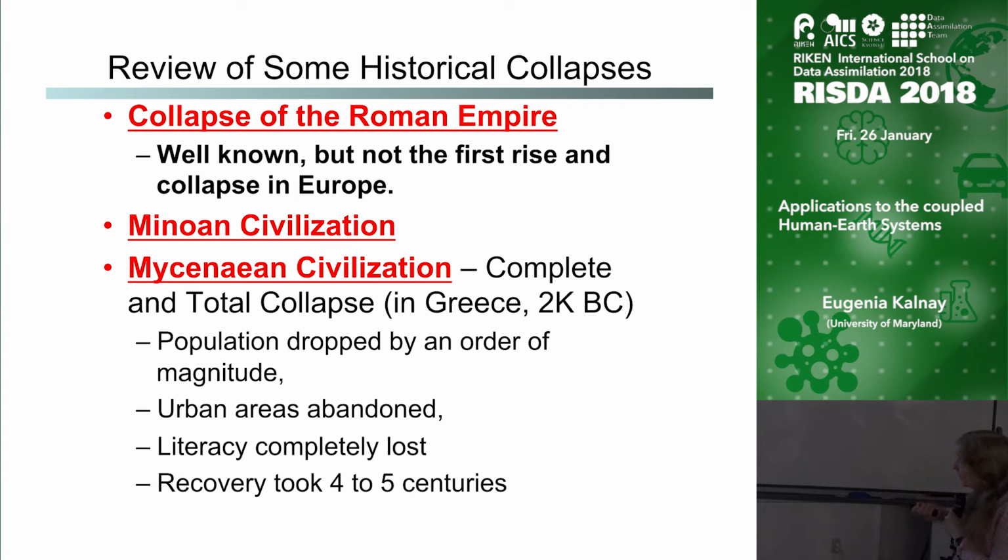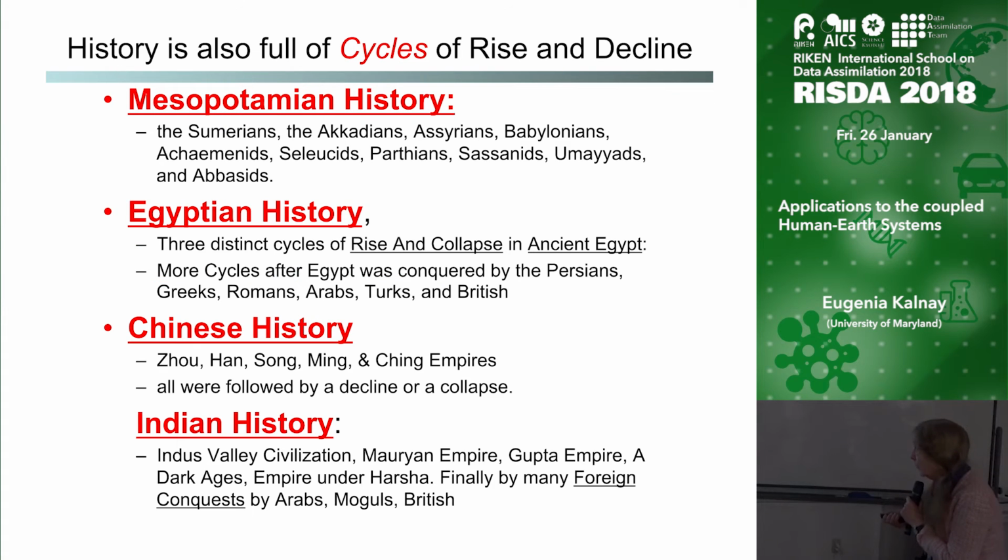And there were many collapses: the Roman Empire, the Minoan civilization, the Mycenaean civilization. I'll just mention what happened in Greece 2,000 years before Christ. The population, with the collapse, dropped by an order of magnitude. The urban areas were abandoned. Literacy was completely lost, and the recovery took 4 to 5 centuries, and that's typical of all the collapses. There are many more, and not just collapses, but cycles of collapses and then recoveries.